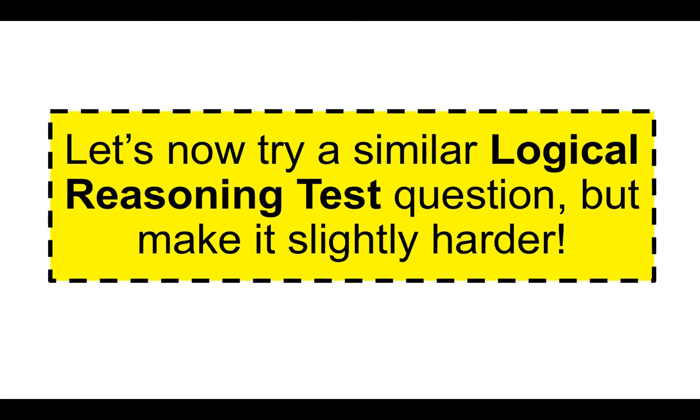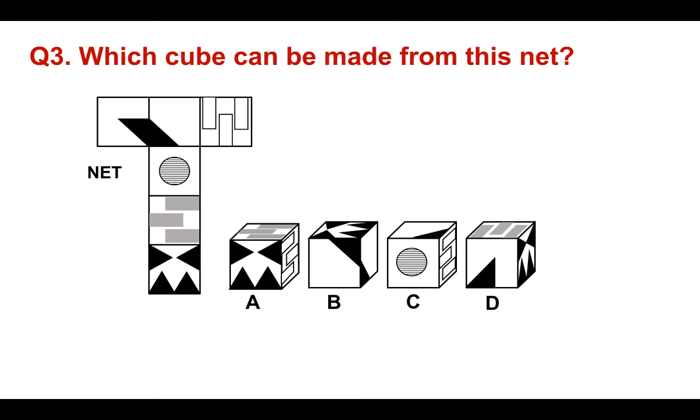Now, what I would like to do is try a similar logical reasoning test question, but let's make it a little bit harder this time. Which cube can be made from this net? Again, don't just look at the whole net and try to create a cube from it. Just focus on one particular aspect or a couple of aspects of the net to make the cube. In this particular part, I'm going to look at that part there.